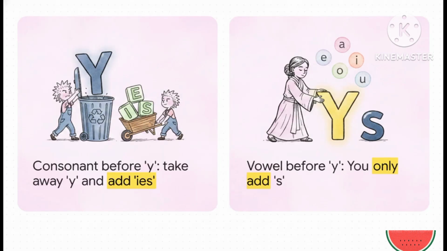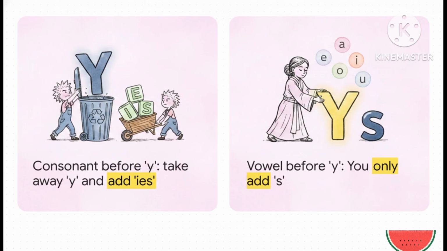But here is the catch that trips up so many people. We just learned that a consonant before a Y means dropping the Y and adding IES. But what if the letter right before the Y is a vowel? Think of the word toy. Well, that whole complex three-step rule gets thrown completely out the window. You simply add an S to get toys.